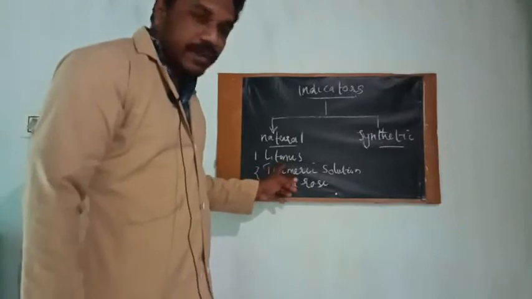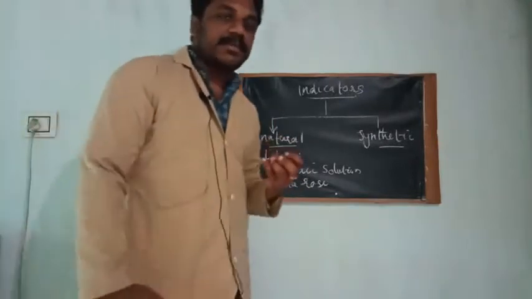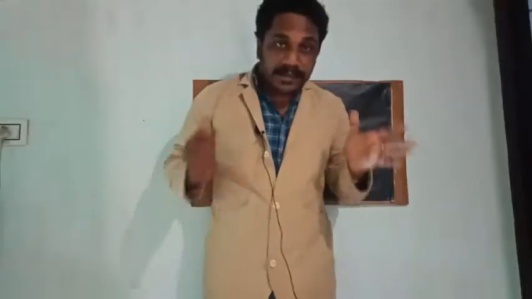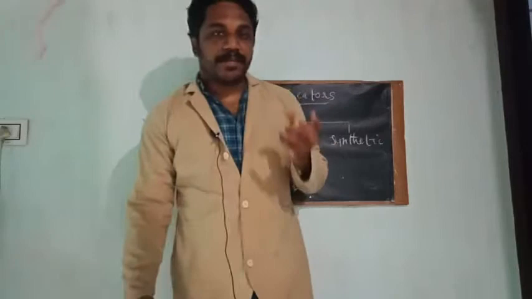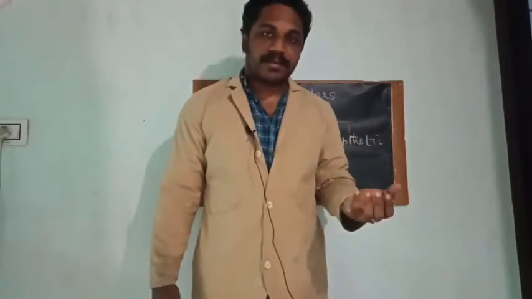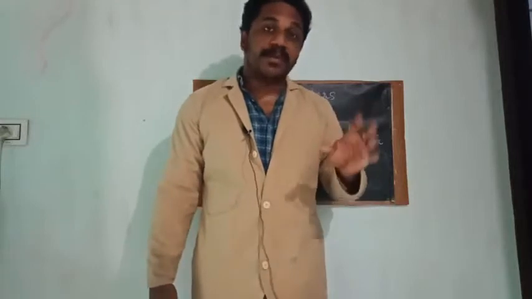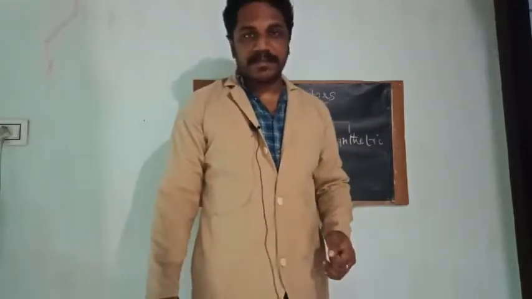Litmus is called a natural indicator because it is prepared from a plant called lichens. Okay, lichens. Synthetic indicators. What are synthetic indicators? Indicators which are prepared by humans or chemically prepared indicators. Indicators which are prepared by using chemicals are called synthetic indicators.